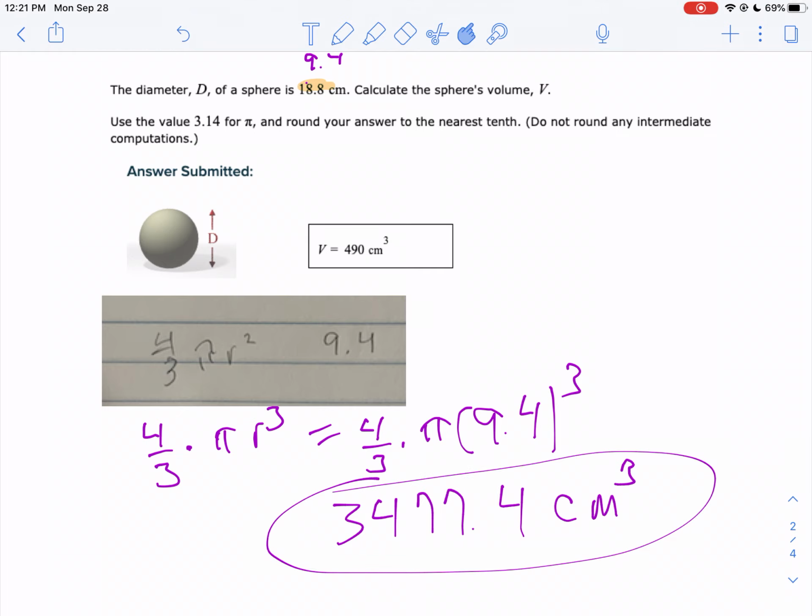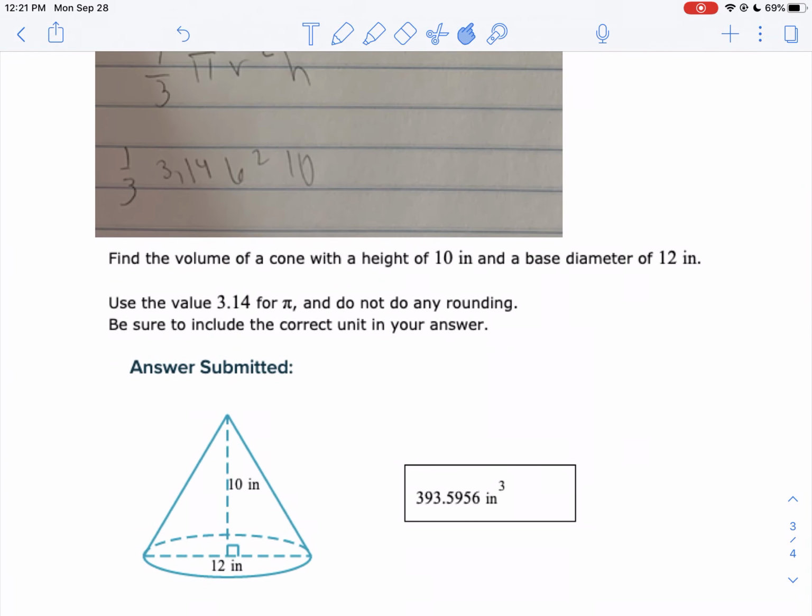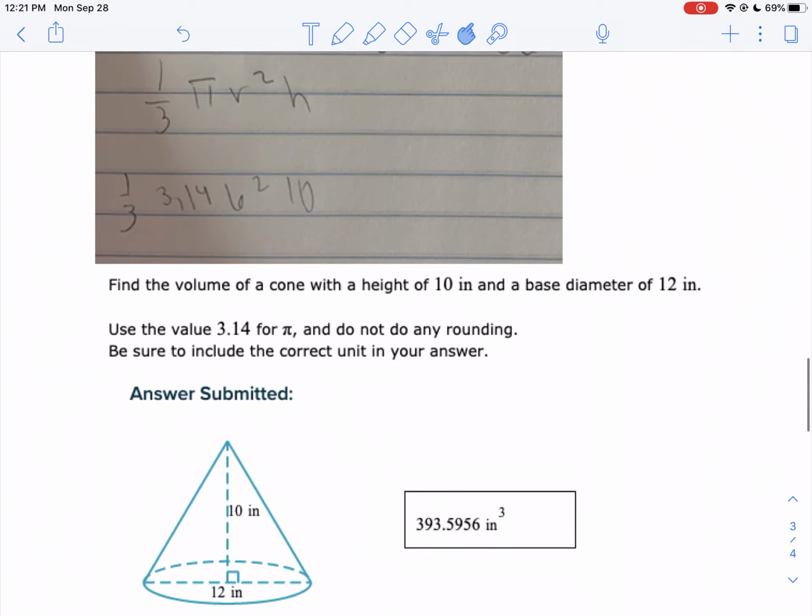Okay, now the next problem, you did show your work. And so I went back and I gave you the points because I don't know what you did wrong. I think you just typed it in wrong because the formula is right. 1/3 times pi r squared times h. If I type in exactly what you have, let's take a look at the difference.